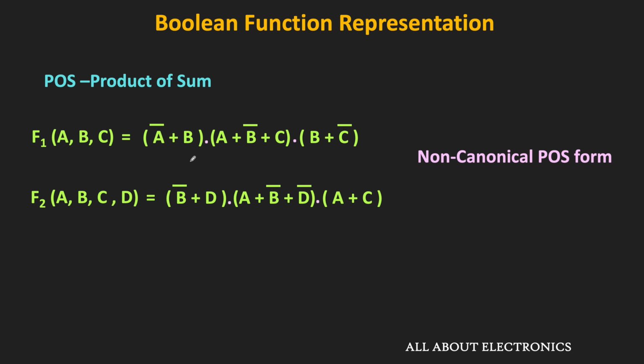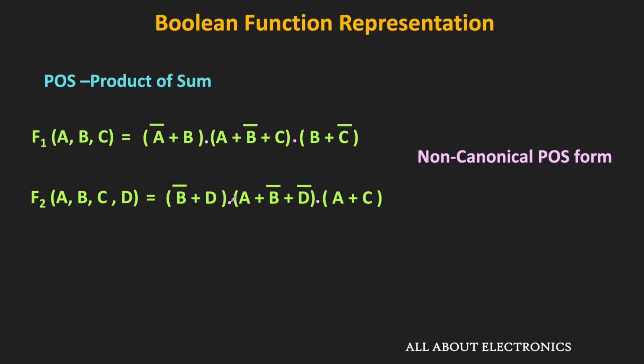But if you see the first sum term, then it contains only two variables. Similarly, this last term is also missing the variable a. Similarly, if you see this F2, then it is the function of four variables. But if you see each sum term, then it does not contain all four variables. Therefore, these two expressions are in non-canonical POS form.